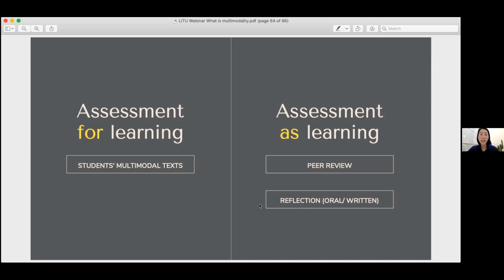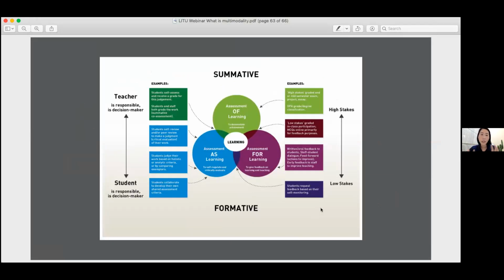If you already ask them to do an oral presentation as a multimodal text, maybe you can ask them to write a reflection, like a short essay, asking them about the same thing as well: what they did, what they think they can do better, or things like that. A reflective essay would be great, right? So this is the model of assessment of, as, and for learning, which I think can really be incorporated into assessing our multimodal text.